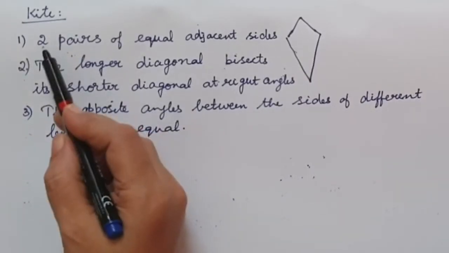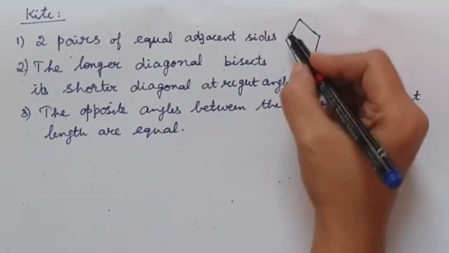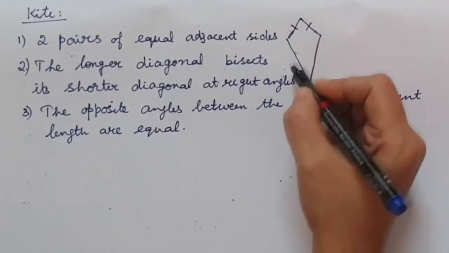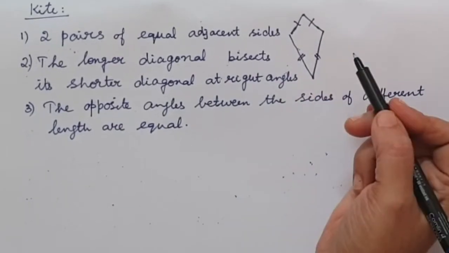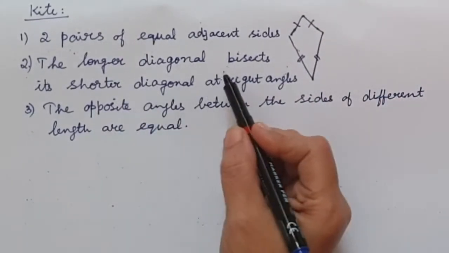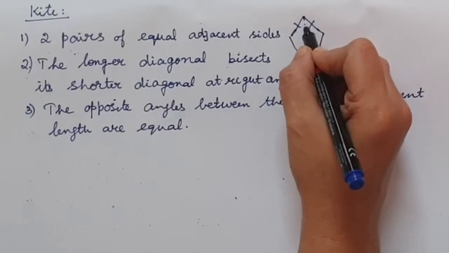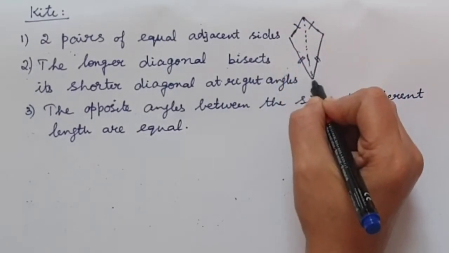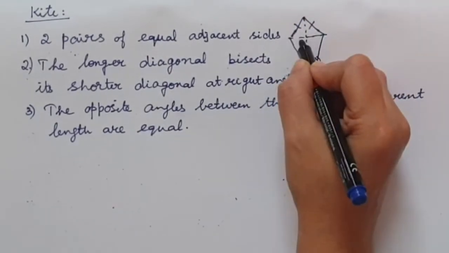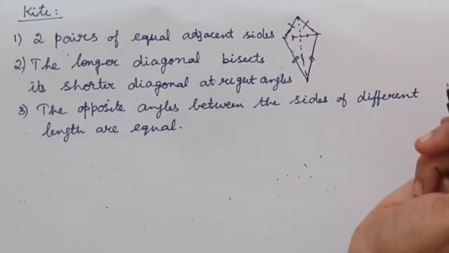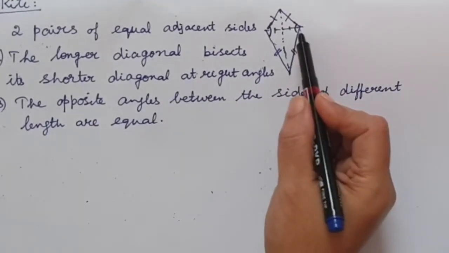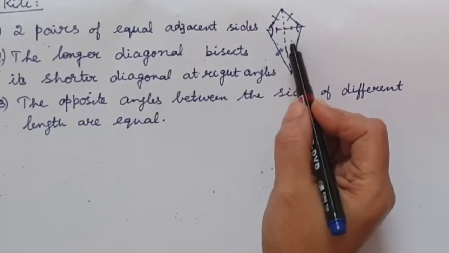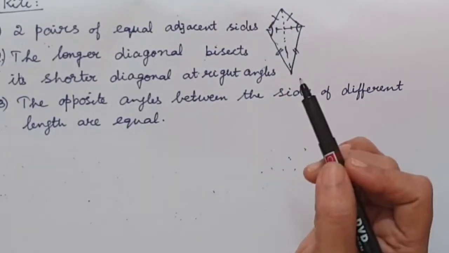The next figure is a kite. Two pairs of equal adjacent sides. That is, these two are equal and these two are equal. That is, these are two pairs of adjacent equal sides. The longer diagonal bisects the shorter diagonal. This is the longer diagonal. It bisects the shorter diagonal, meaning this length and this length will be equal. The opposite angles are between the sides of different lengths. These two are different lengths, so these two angles are equal.